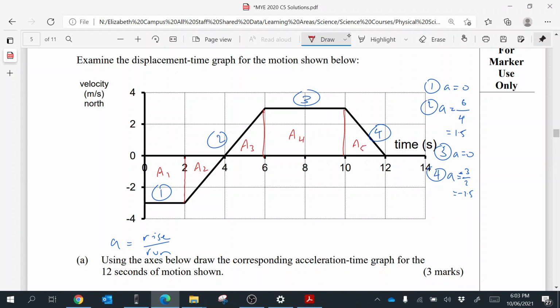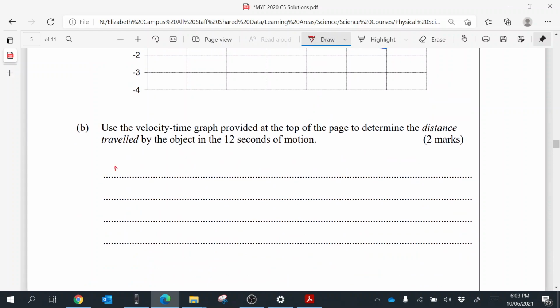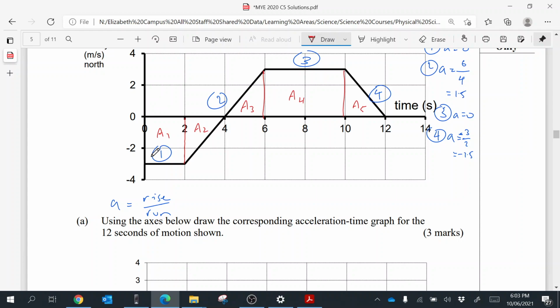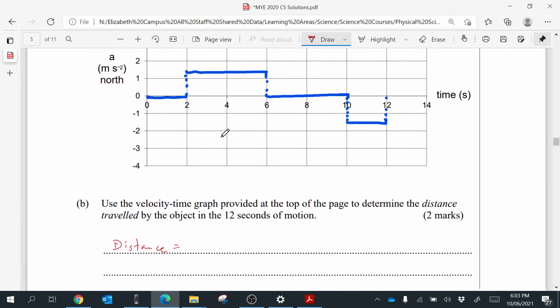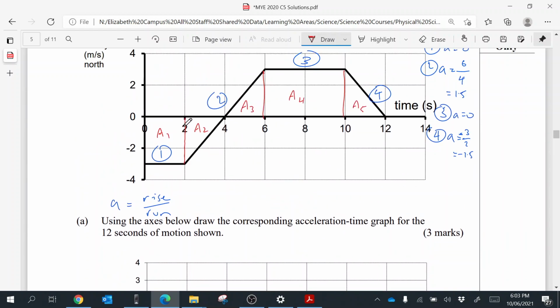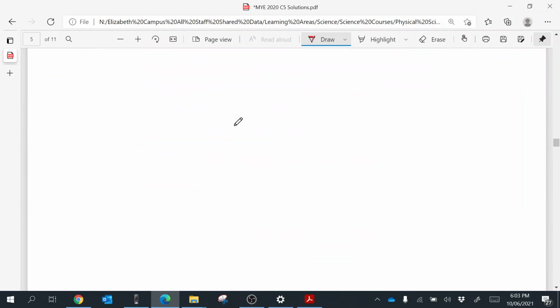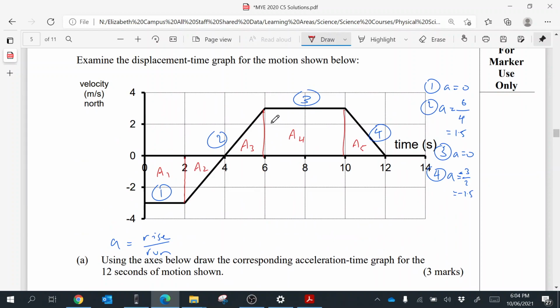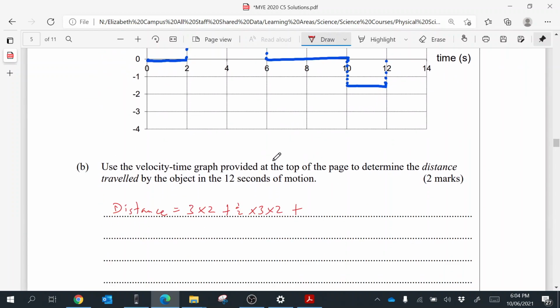If it was the displacement, the direction would matter. But since it's the distance, it doesn't matter. So we just need the total area. So distance will equal A1, which is 3 times 2. A2 is a half times 3 times 2, because it's a triangle, plus a half times 3 times 2, plus, same thing again, we go up to 3 over 2, so half times 3 times 2.